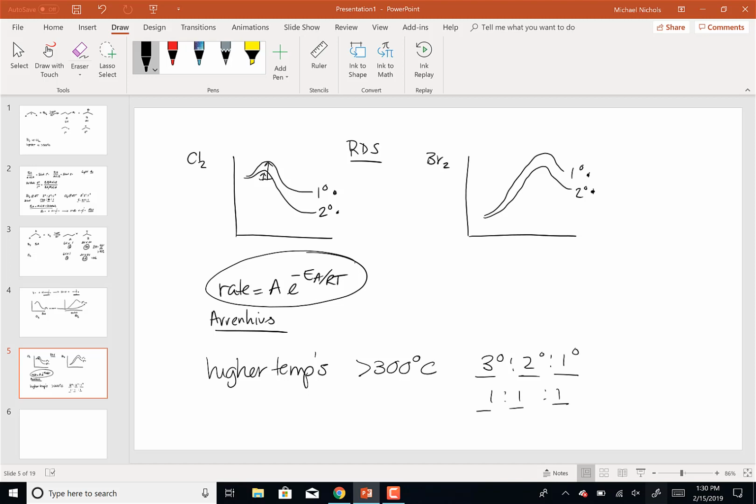So now selectivity isn't an issue. Going back to my equation, the percentage of product A equals the number of hydrogens times the selectivity. If the selectivity is always 1, what's the percentage of the different products going to be dependent on? It's totally dependent on the statistics, the number of hydrogens.